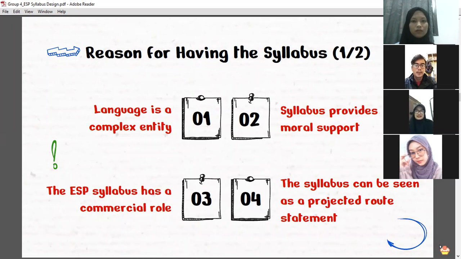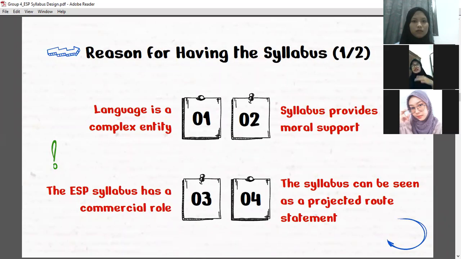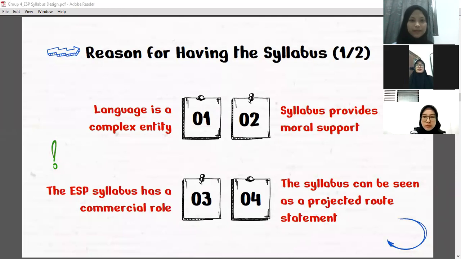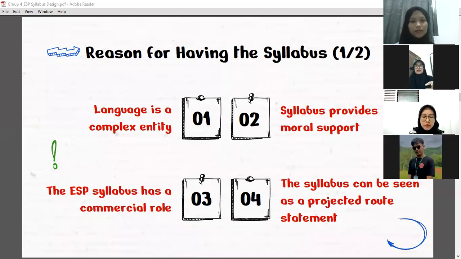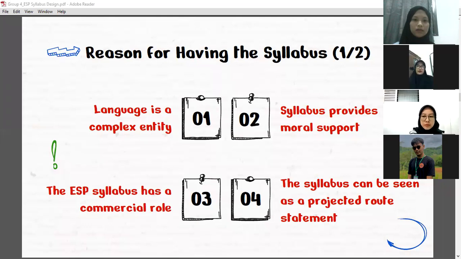And then the second one is syllabus provides moral support. In addition to its practical benefits, the syllabus also provides moral support to teachers and learners. The syllabus makes teaching and learning activities more structured and organized, which makes language learning seem easy to manage or master.